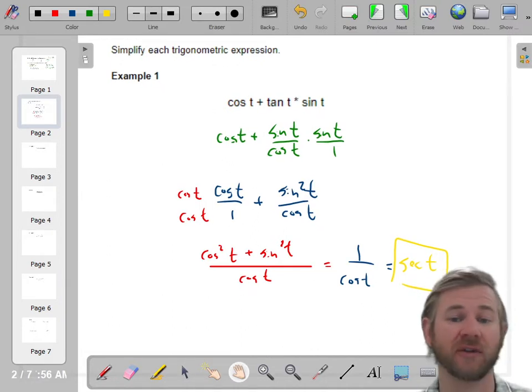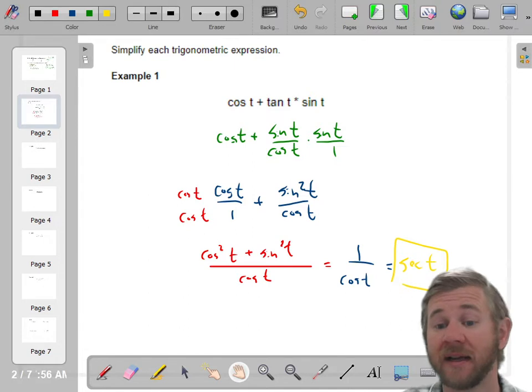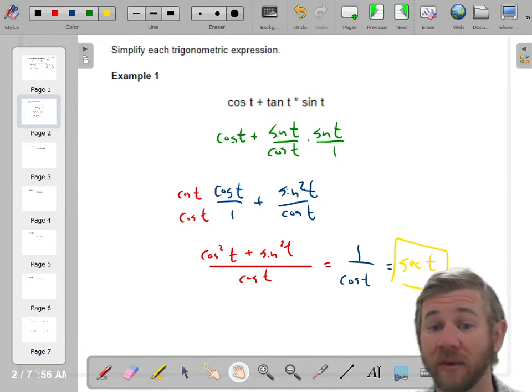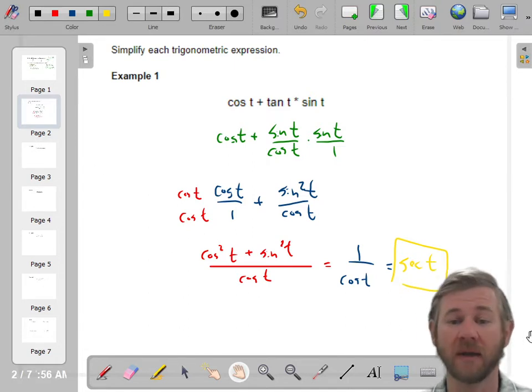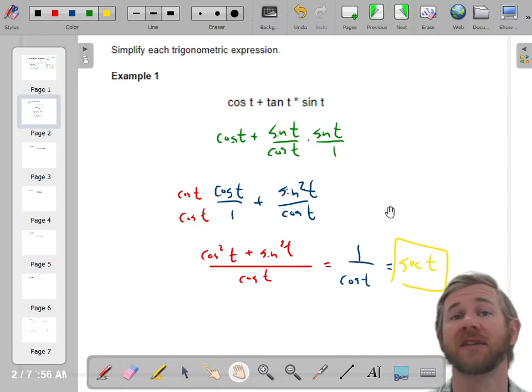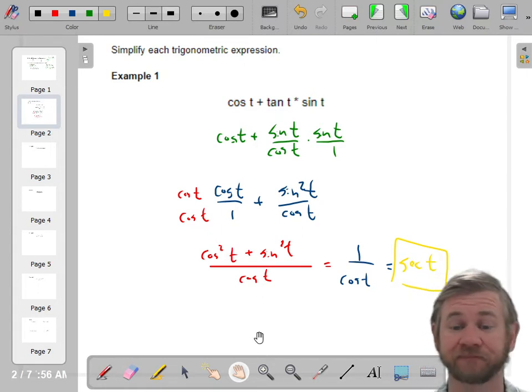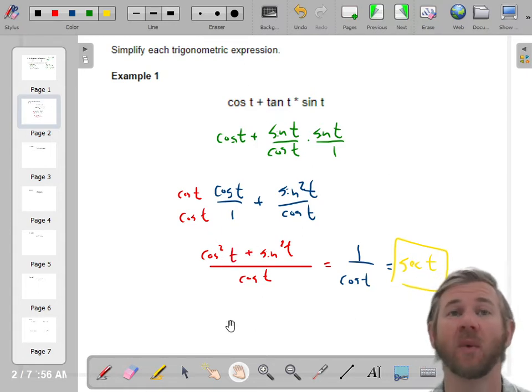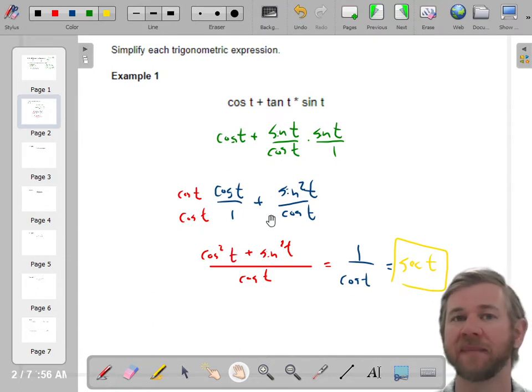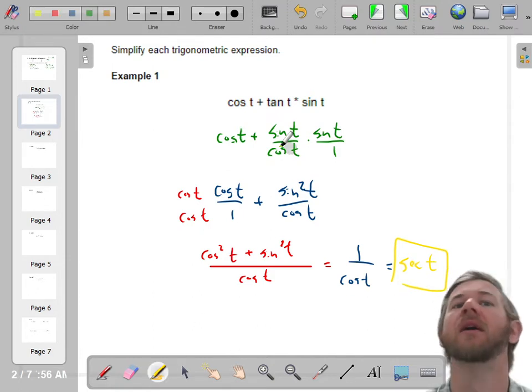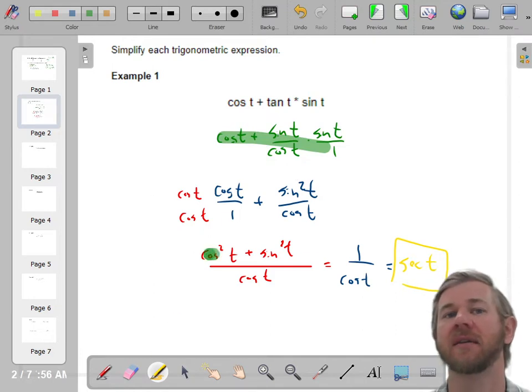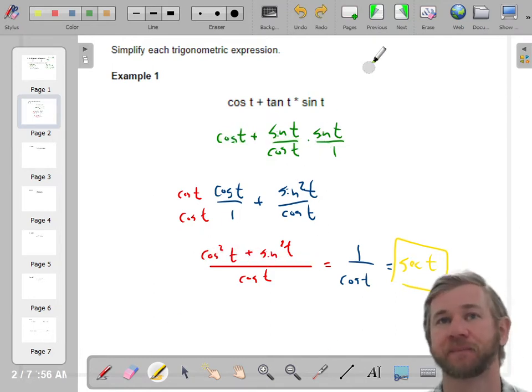Which, if you're trying to do something like in a calc class, is going to make things a lot easier to deal with than this mess. So we've taken this whole expression, we've simplified it, and said, well, actually, that's the same as secant. And that's the whole game here. We're trying to reduce them as much as we can, and the main strategies are convert everything into sine and cosine, and then look for Pythagorean identities.